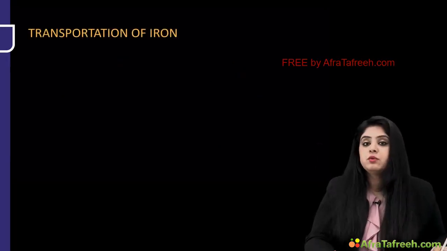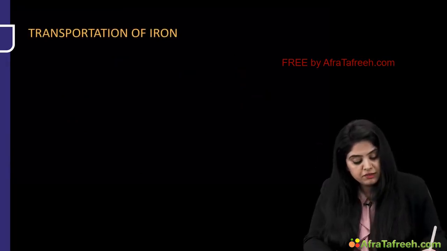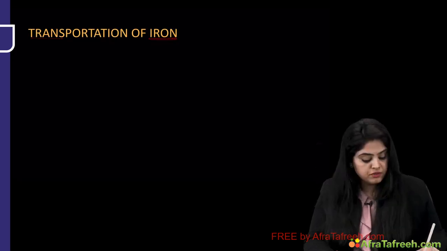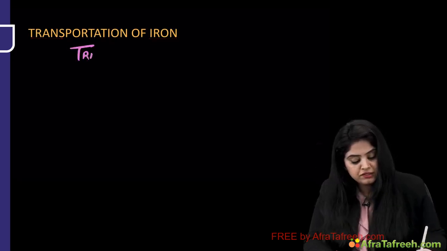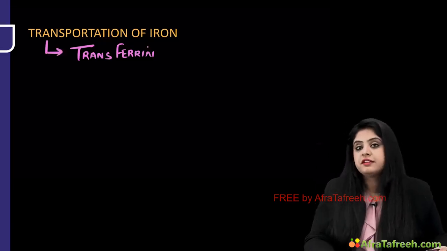How does iron transport in my body? So what is the transportation form of iron? Very simple. I'll take the trans from here and I'll take the iron from here. The trans is going to be trans for transport, and for iron we say ferrin. What is the transportation form of iron? It is known as transferrin.